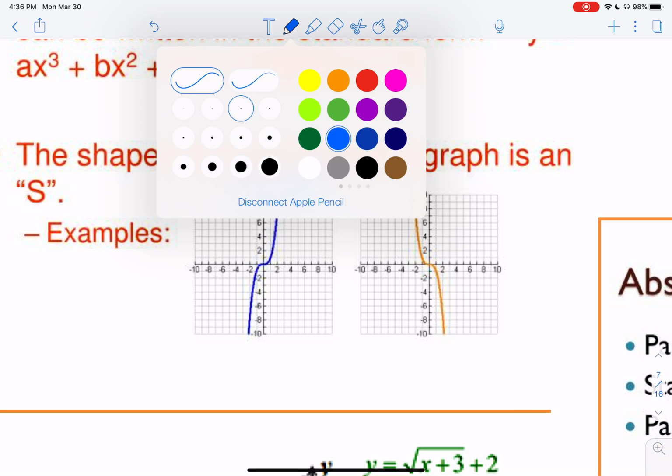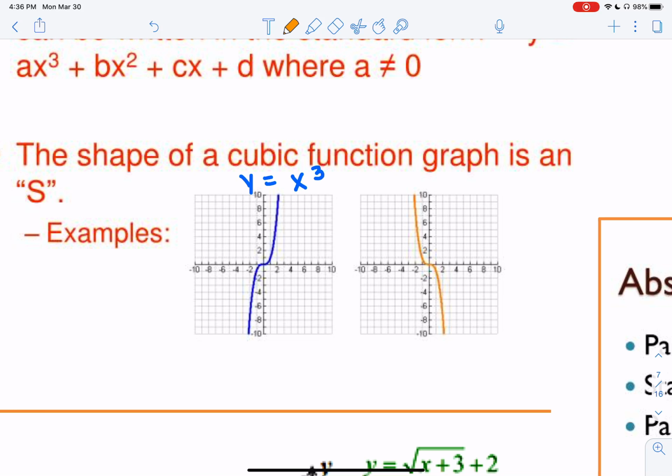And then the one that is the yellow-orange color, this would be a negative. It's going the opposite direction. It falls from the left to the right. So a positive x cubed is going to rise. Think of it as a positive slope. And then the orange-colored graph is a negative x cubed, so it looks like it is falling.